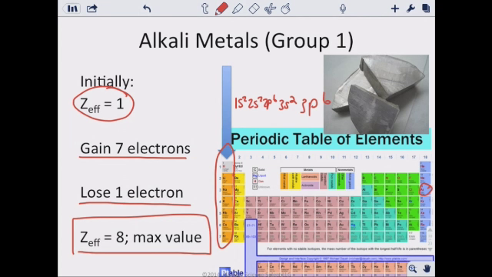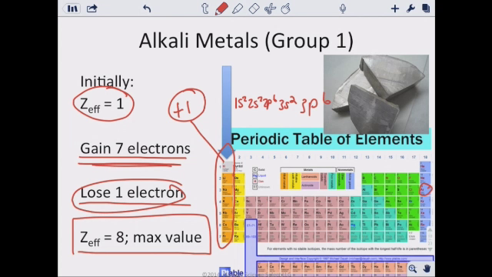Now, what's more likely going to happen? Is it easier to lose 1 or gain 7? And obviously it's easier to lose 1 than it is to gain 7. And so that's why group or column 1, the alkali metals, will have a +1 oxidation number, because it generally gives up 1 electron. So its most stable state will be +1.